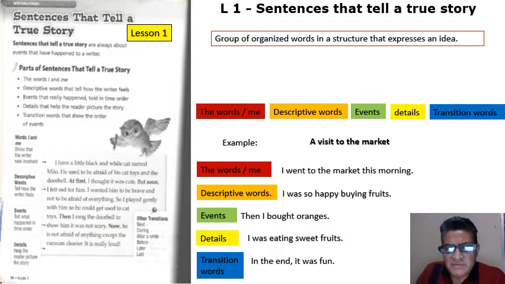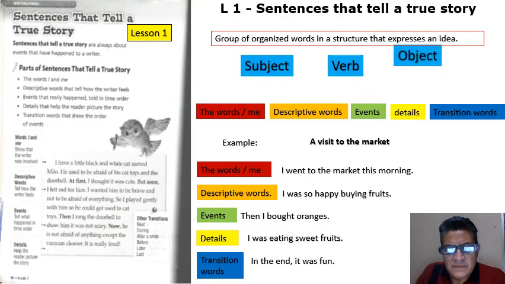We have to understand one basic thing about any kind of sentence. They are a group of organized words in a structure that expresses an idea. And that structure is: they have a subject, they have a verb, and they have an object. That's the structure that the sentence in English has.